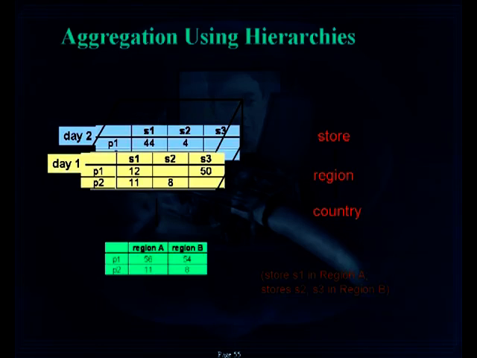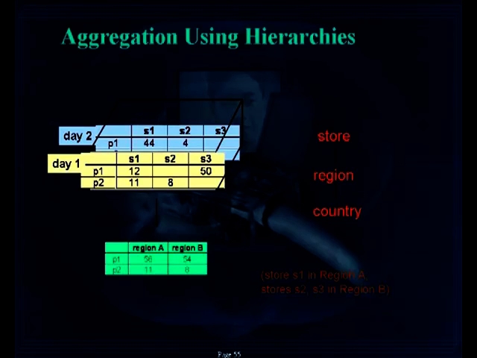So here what we do is we combine the sum of the sales for P1 in S2 and S3 as region B, because we hierarchically organize S2 and S3 in one part and S1 in another part. So that means 56 or 12 plus 44 belong to region A, and 50 plus 4 belong to region B. So you can do the aggregation also by using hierarchy.